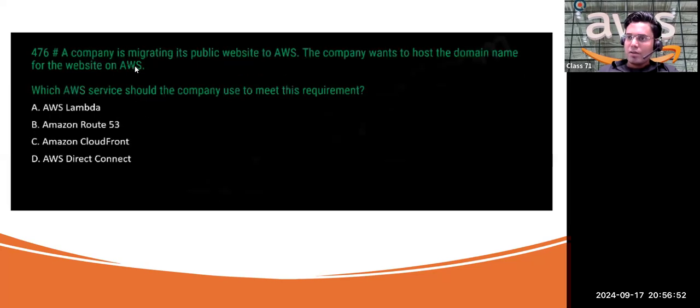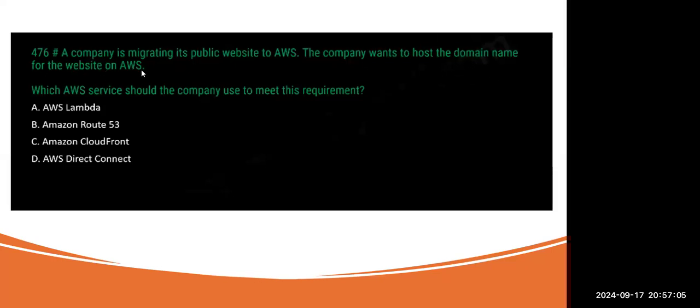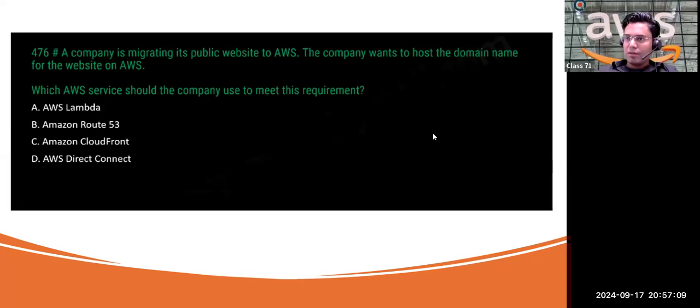Okay. A company is migrating its public website to AWS. A company wants to host the domain name for the website. So one question, I think, after so long. Regarding domain names, B, for website, yeah, B, Amazon Route 53.